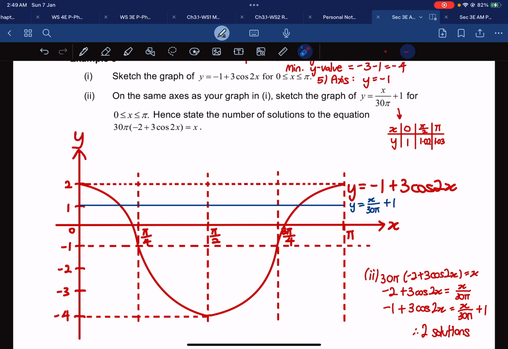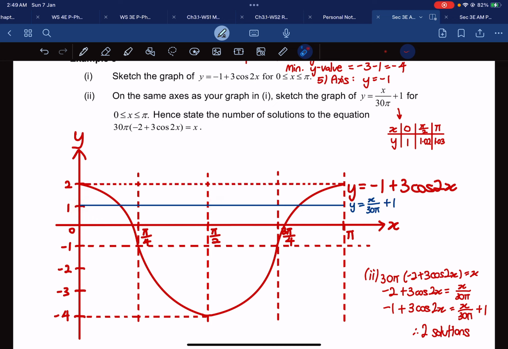Okay. Then the second part, let's say I'm required to draw a line. To draw a line, we always draw a very simple table of values with 3 points that lie within this range from 0 all the way to pi. So what I chose is 0, pi as the end, and I chose the middle part, which is pi over 2, to know what are the points that lie within this line.